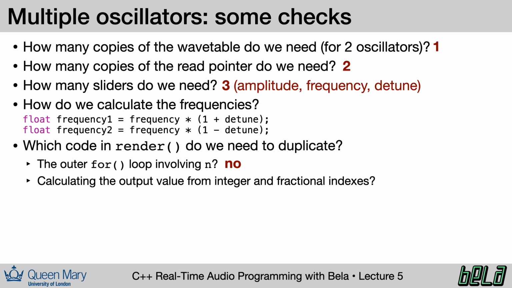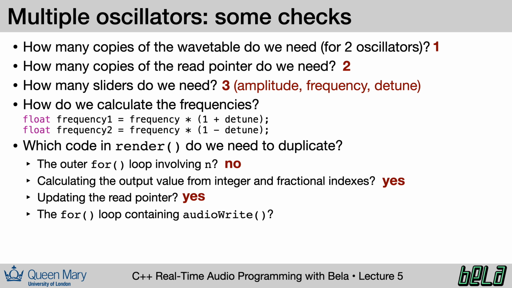Did we need to duplicate the code which calculated the output value based on the integer and fractional indexes? In this case, yes, we did, because we had two different read pointers and the code needed to be repeated for each of the read pointers. Did we need to duplicate the bit updating the read pointer? Again, yes, with two different read pointers, this bit of code needed to be run twice.